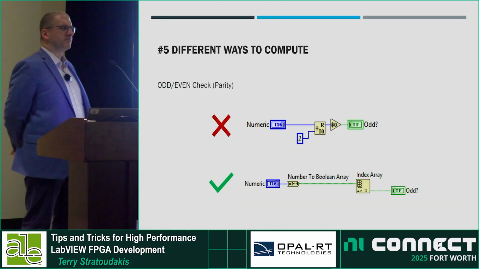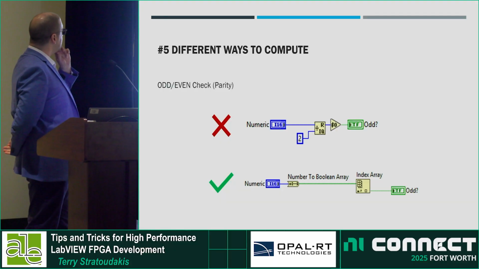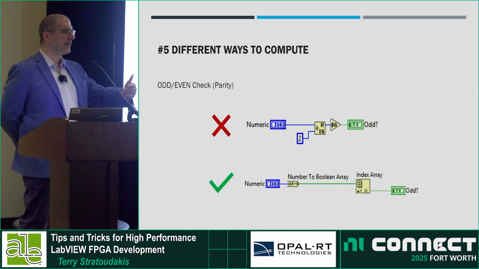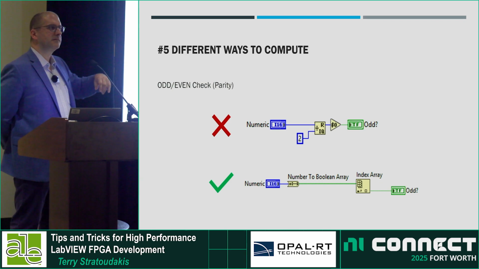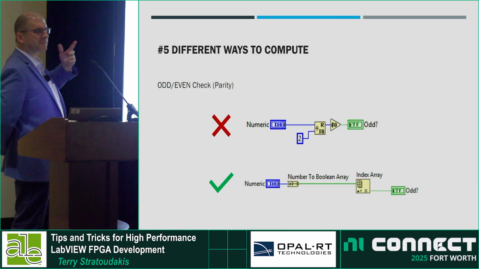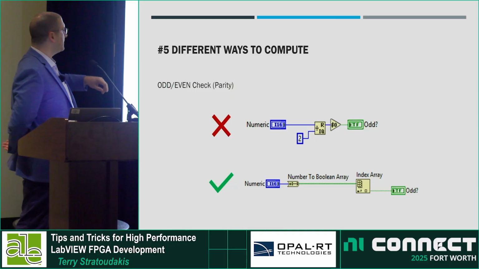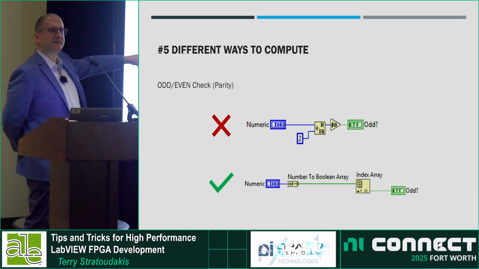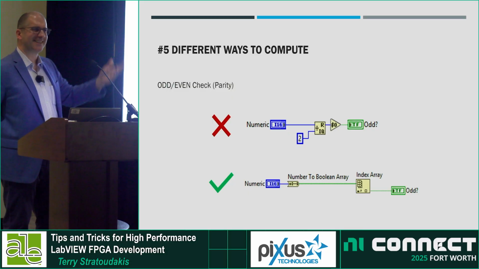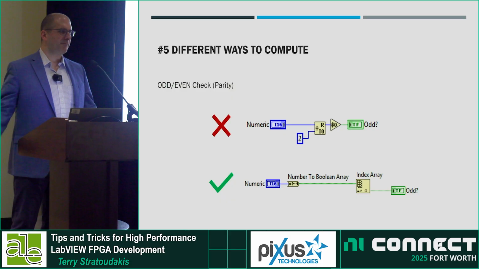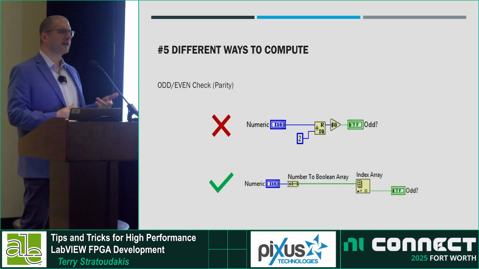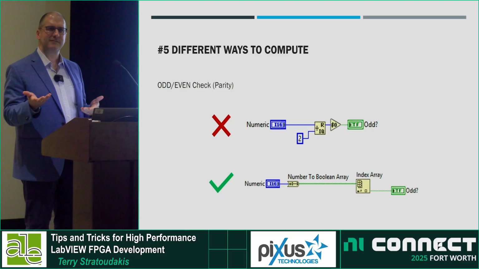Different ways to compute, sort of related to some of the previous discussions. A common thing we want to know is, hey, is something an odd number? Is a number that's coming in odd or even? Well, some people in LabVIEW will use the remainder quotient function, which we already saw from the help. But really, if I have an 8-bit number or a 16-bit number, I know if it's odd or even by looking at the first bit.